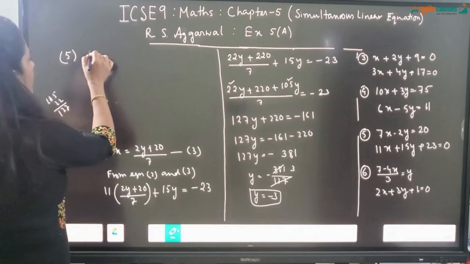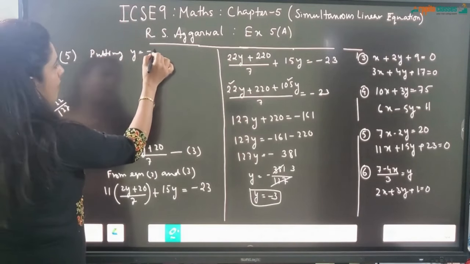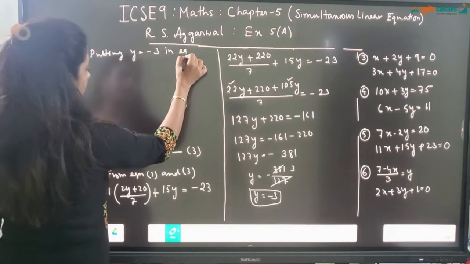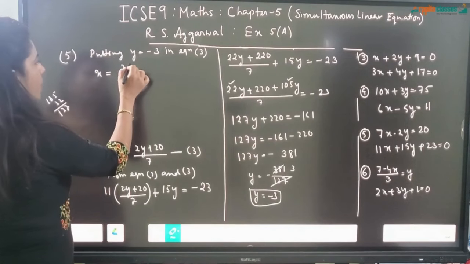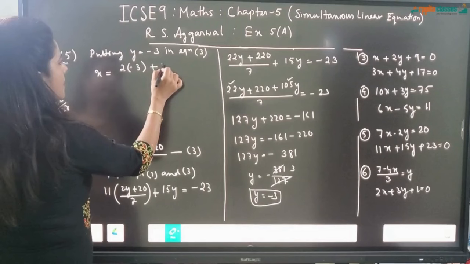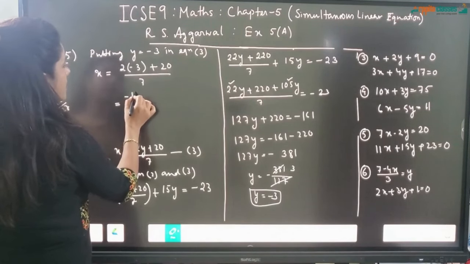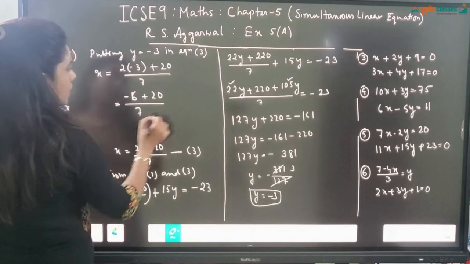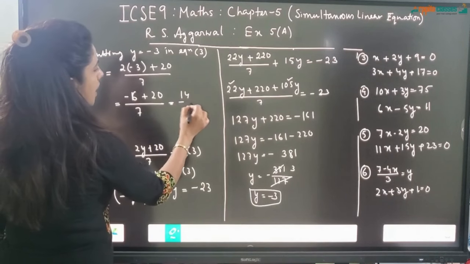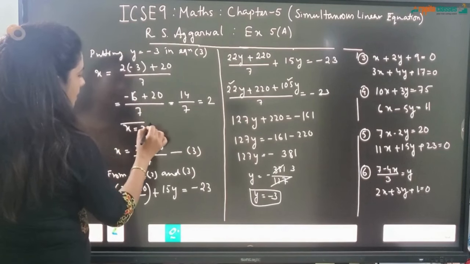I'll write putting y is equal to minus 3 in equation 3. So x is equal to 2 into minus 3 plus 20 upon 7. This is minus 6 plus 20 upon 7. 20 minus 6 is 14 upon 7. So the value is 2. So the value of x we get as 2.